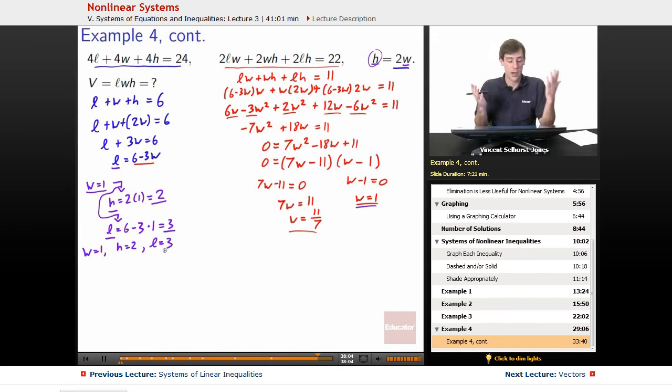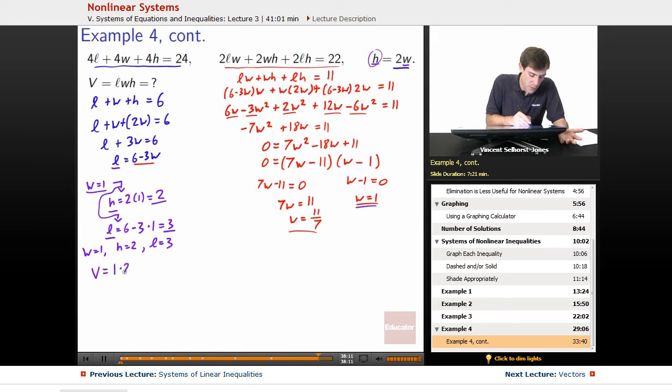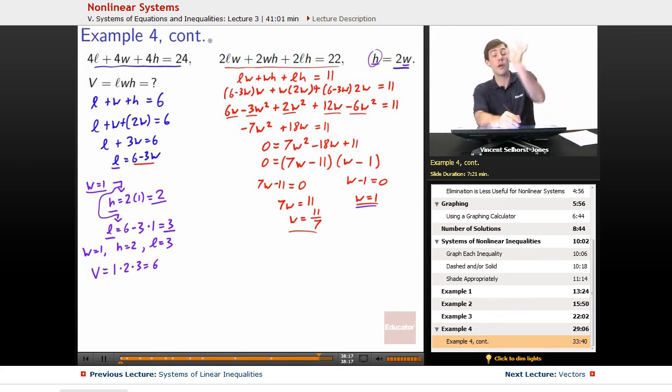Because remember, there's two possibilities for what our width could be. But if this is the case, then our volume is going to be the three of these multiplied together. So 1 times 2 times 3, which equals 6. So one possible value for our volume is going to be 6 cubic feet. That's one possible answer, right?